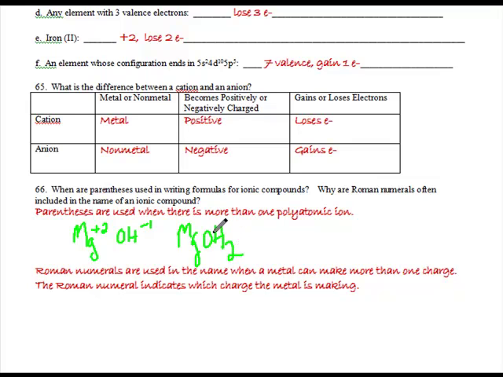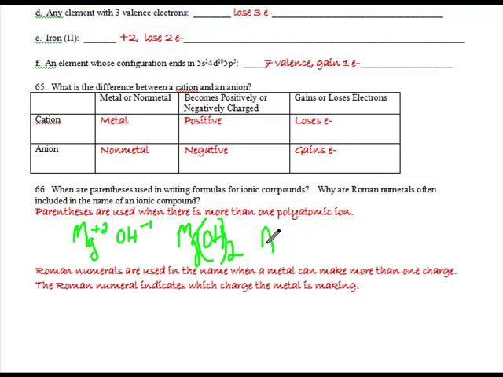If I just write MgOH2 without parentheses, then I'm really telling somebody that it's 1 magnesium, 1 oxygen, and 2 hydrogens. And that's not what I want to imply. I want 1 magnesium, but I want 2 OHs, 2 packages or 2 sets of OH. So I have to put the whole package in parentheses. Whatever polyatomic ion you have goes in parentheses.